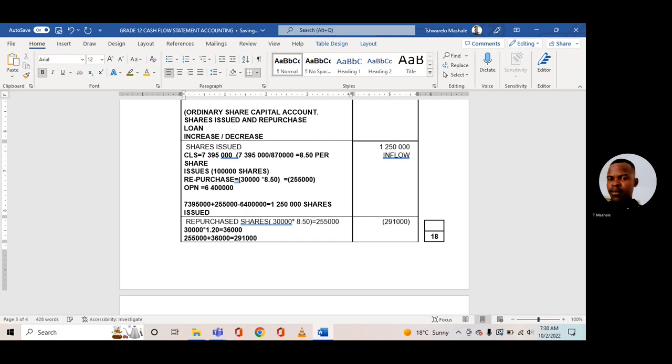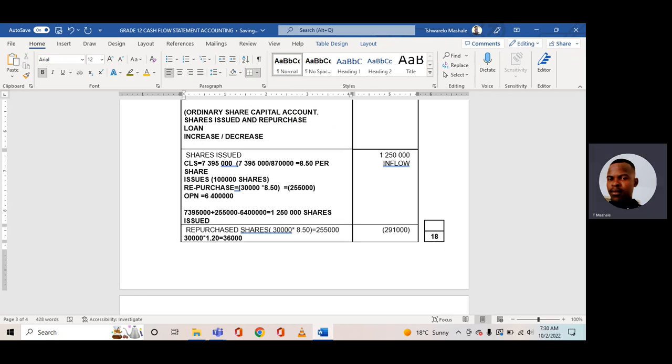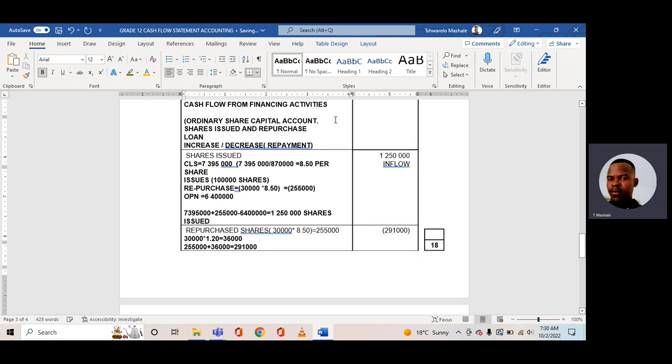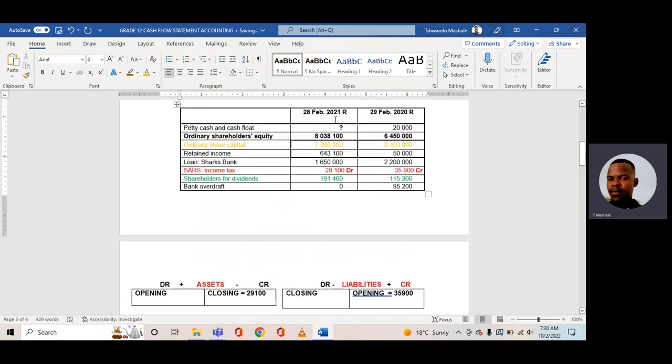If you decrease the loan, we'll call it what? A repayment, because you are making it. When you decrease it, it means you are paying it. We call it what? Repayment. So that's it. And then quickly come to the information above here.